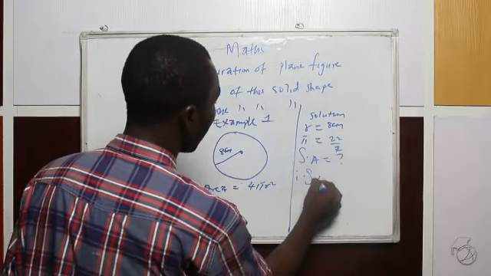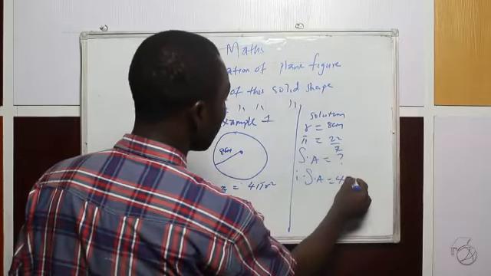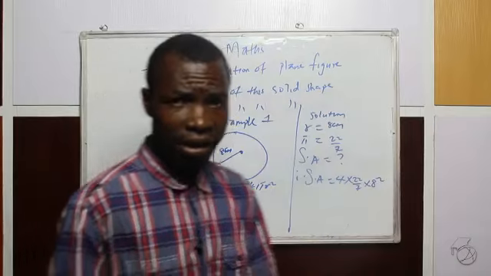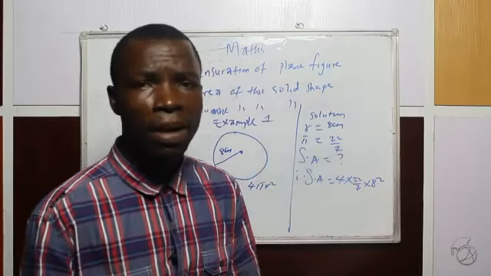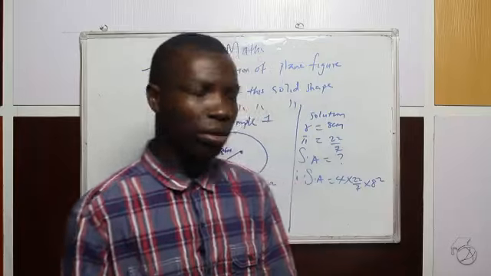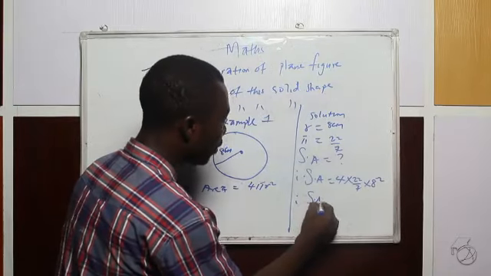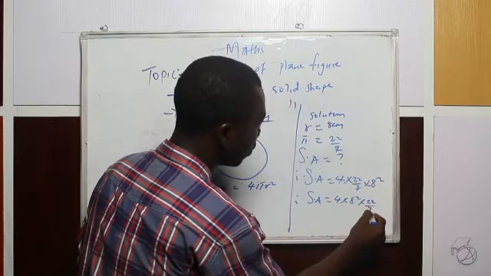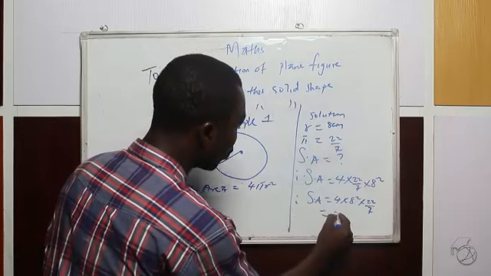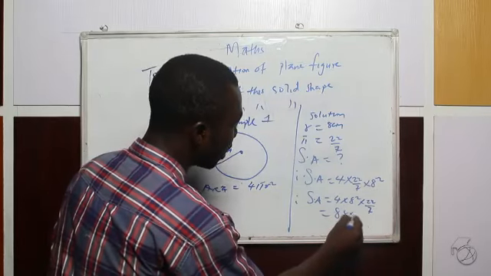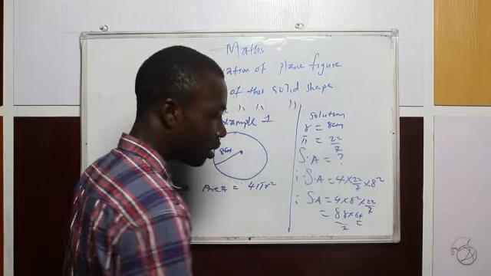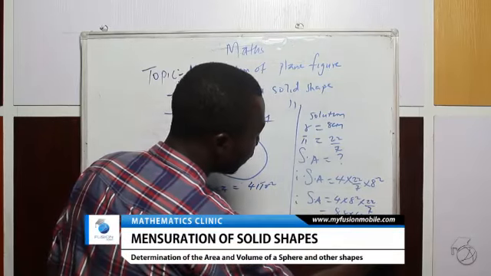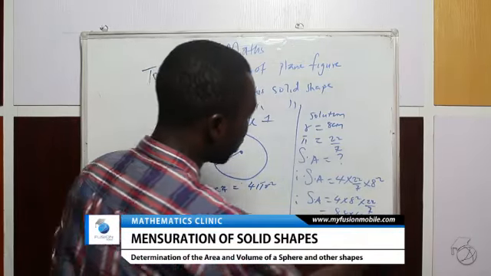Therefore, our surface area SA is equal to 4 times 22/7 times 8 squared. This is the formula for the surface area that I've given you. We substitute our value. Remember, pi is 22/7 or 3.142. Therefore, our surface area is equal to 4 times 8 squared times 22/7, and the answer is equal to 88 times 64/7, which is equal to 804.57 centimeter square.